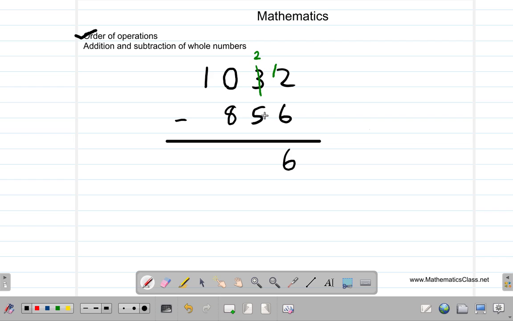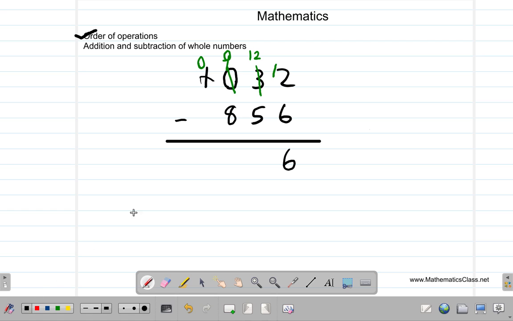2 minus 5, 2 is smaller, so you can't. You come here, try to borrow 1 from 0. You can't. You come here, you borrow 1 from 1, leaving 0. You go back here, and this becomes 9. And you put a 1 in front of the 2 to make it 12. So, let's redo that. Here, you borrow 1 from this, it becomes 0. This becomes 9, and this is 12.